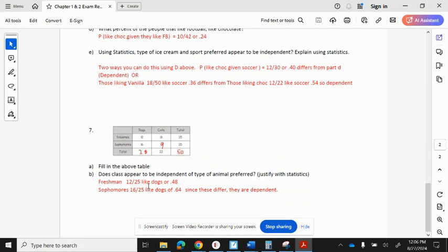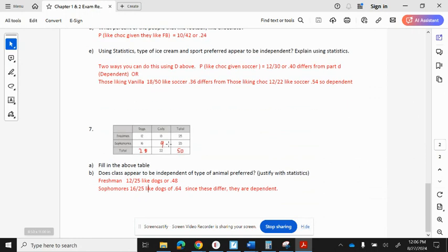Okay, this one says fill in the table. Hopefully you figured out that this middle number is 9, bottom 28, and 50. Does the class appear to be independent of type of animal preferred? Okay, so I'm going to look at the freshmen and find out what percent of the freshmen like dogs, and that's 12 out of 25. Now, if you look at the sophomores, you have to compare the same thing. 16 out of 25 like dogs, that's 64%. Since these differ, they are dependent, not independent.